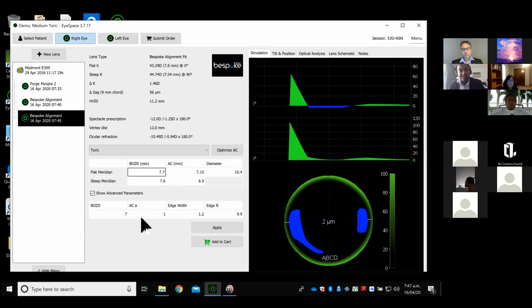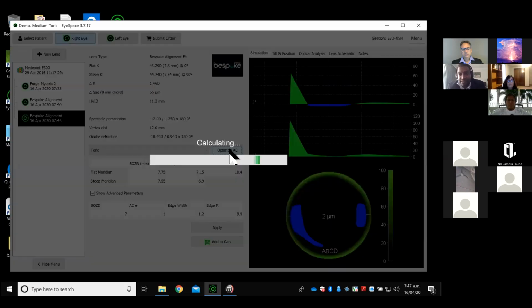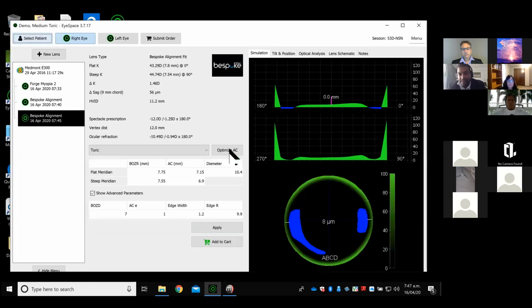So if I were to modify things, I'd modify the back optic zone radius, because that's going to steepen the back optic zone, which is going to give us a little bit more clearance. It started off at 7.8 by the natural toric calculation of the software. So I would start at 7.55, and let's just re-optimize this lens and see how that turns out. Excellent. So now we've got near 8 to 10 microns. That's where I like to fit, closer to 10.